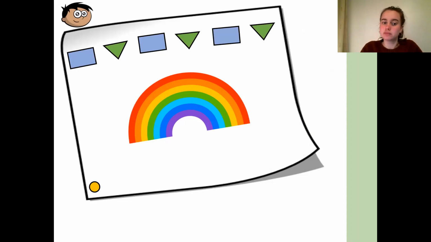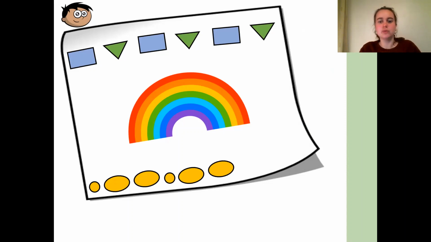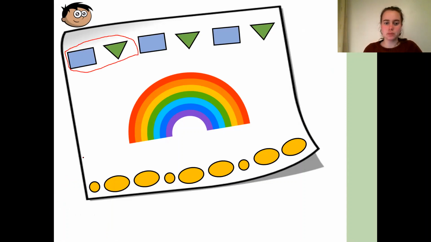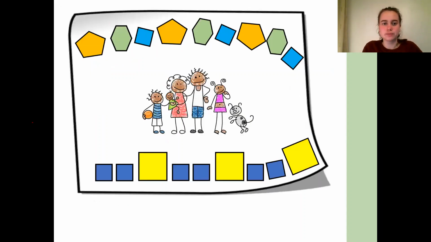A new pattern, circle, oval, oval, circle, oval, oval, circle, oval, oval. So let me use my pen. Up here, we were repeating 2 shapes, whereas in this pattern, we're repeating 3 shapes. So we've got 1 circle and 2 ovals. So once that shape's done, we do another circle and 2 ovals.